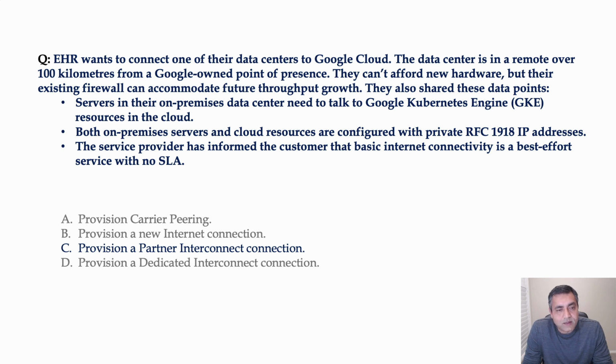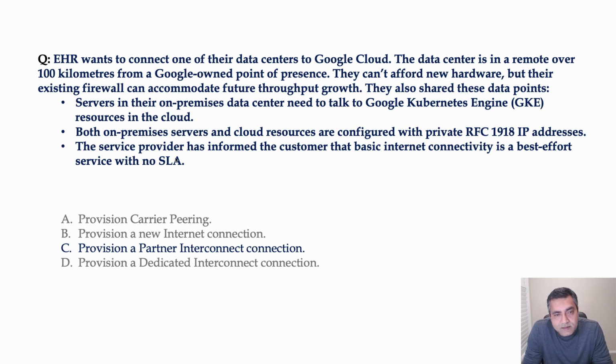Now, if you know about the interconnect options, this is a very simple question. Provision carrier peering is not correct because it does not give private IP addressing across the connections. Provisioning a new internet connection is also not correct, because even that will not provide you RFC 1918 communications by itself. Provision a partner interconnect connection.